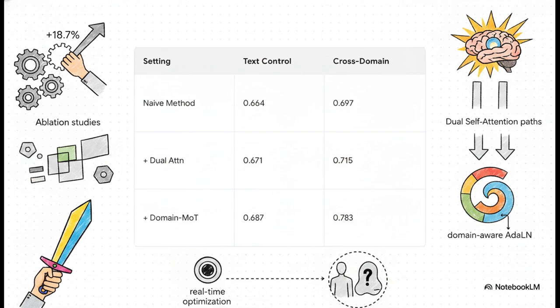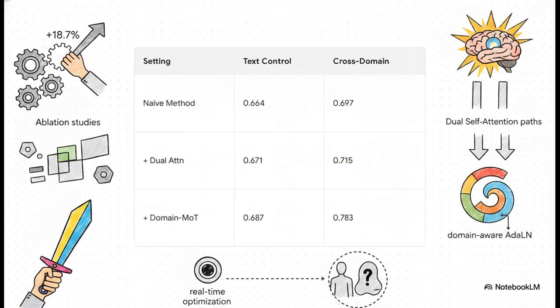The top line represents the naive method, which is basically treating reference tokens and video tokens exactly the same, like older models do. We can see the text controllability, measured by the JAMI score, sits at 0.664, and the cross-domain subject consistency is at 0.697. Now, when they add just the dual self-attention, meaning giving the reference and video features those separate attention paths we discussed, both scores tick up slightly.